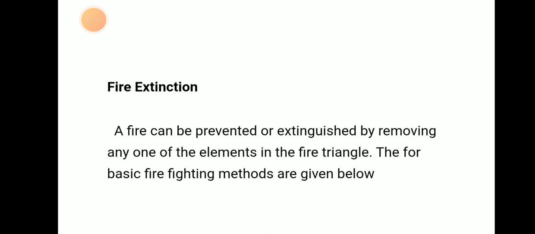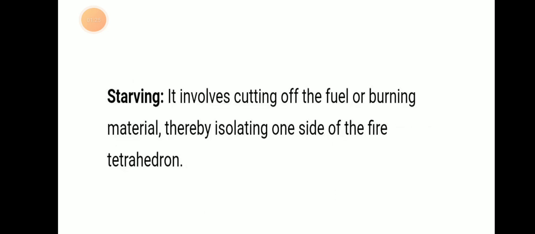So, fire extinction. Fire can be prevented or extinguished by removing any one of the elements in the fire triangle, like I said: heat, fuel, oxygen. If you are able to remove any one, the fire triangle will not be complete and fire will not happen. So, starving involves cutting off the fuel or burning material, isolating one side of the fire tetrahedron. That means there will be starvation of fuel.